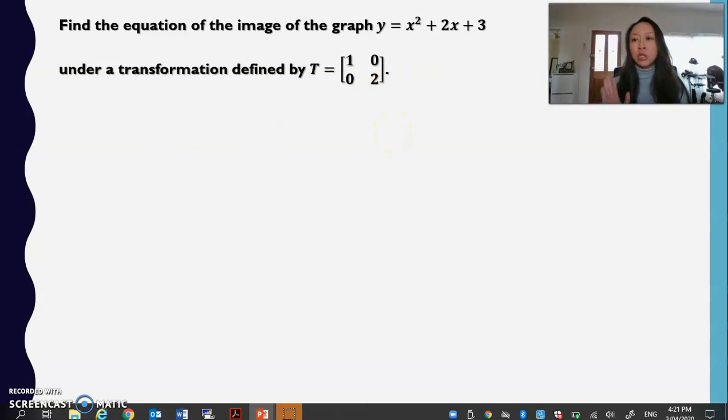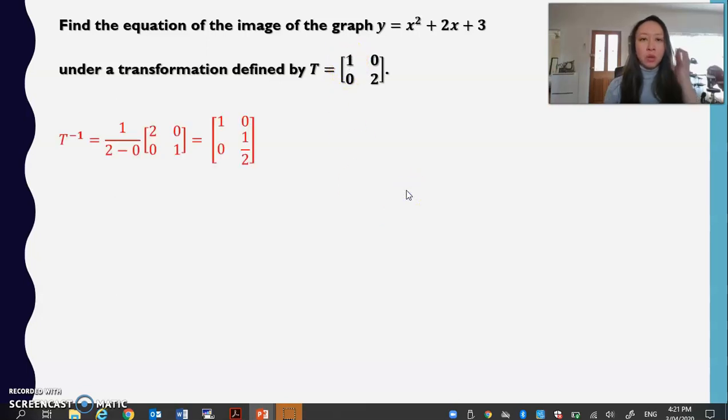Just a quick question to you. If you look at this matrix, which is 1, 0, 0, 2, what sort of transformation is this? You can see that in this case the 2 is multiplied to the y side, so it is actually a dilation of factor 2 in the x-axis. So if we know that T is 1, 0, 0, 2, our inverse matrix of T will be 1, 0, 0, half.